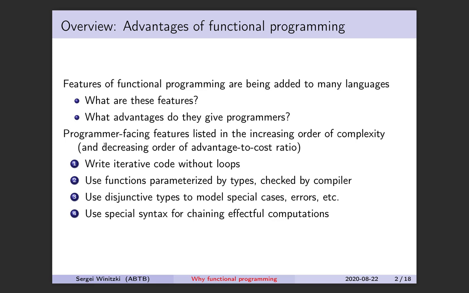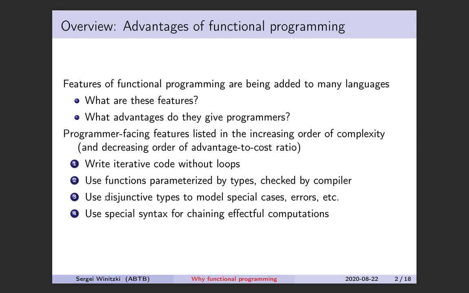And I identify 4 features, which are in the order of increasing complexity and decreasing advantage. The first feature is that functional programming allows us to write iterative code without writing loops. The second advantage is that we can use functions parameterized by types, and this is all checked by the compiler. This excludes a large number of errors, such as forgetting to initialize some variable in a loop or using incorrect type in some way.